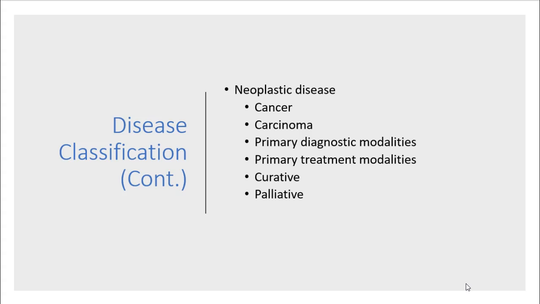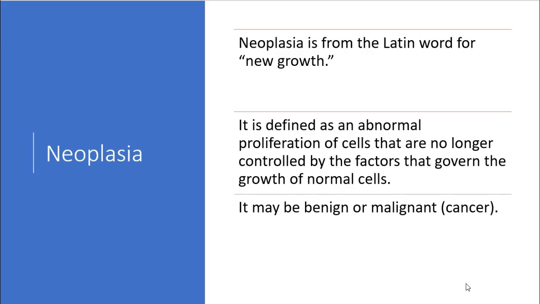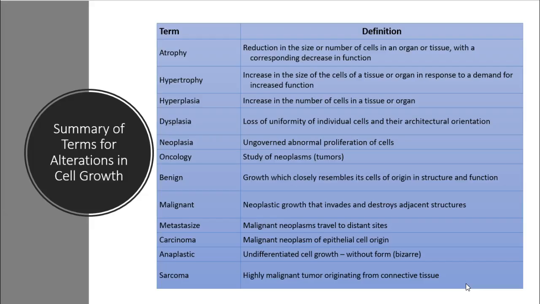So within neoplastic disease, there's cancer, carcinoma. There's primary diagnostic modalities, primary treatment modalities, curative, and palliative. So the different ways that we look at it. A neoplasia is from the Latin word for new growth. It is defined as an abnormal proliferation of cells that are no longer controlled by the factors that govern the growth of normal cells. It may be benign or malignant.